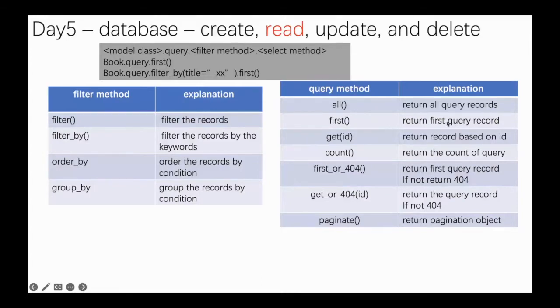This query method first returns the first query record, and also you can use the field method. For example, Book query point field by, for example, field by the title. Of course, there are a number of field methods: field by, order by, or group by, and also a number of query methods like all, first, and count. All returns all query records, first returns the first query record, and count returns the count of query records, and so on. You can refer to this table to get more details about the field methods and query methods.